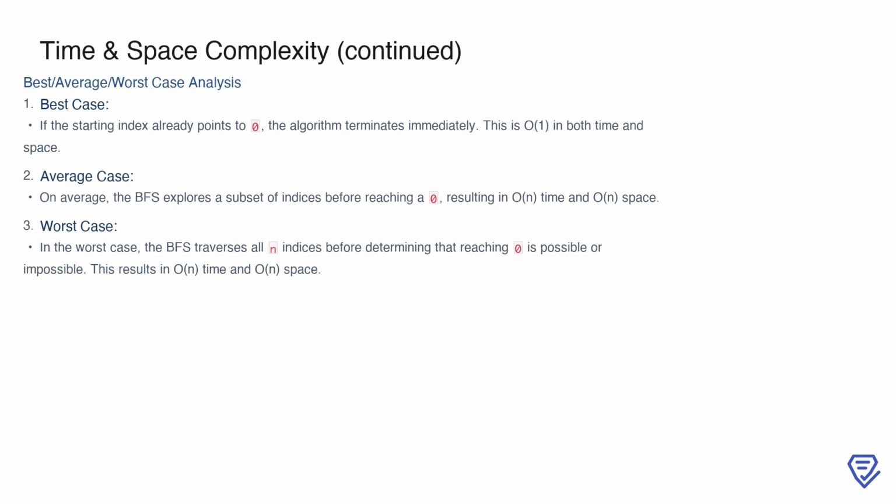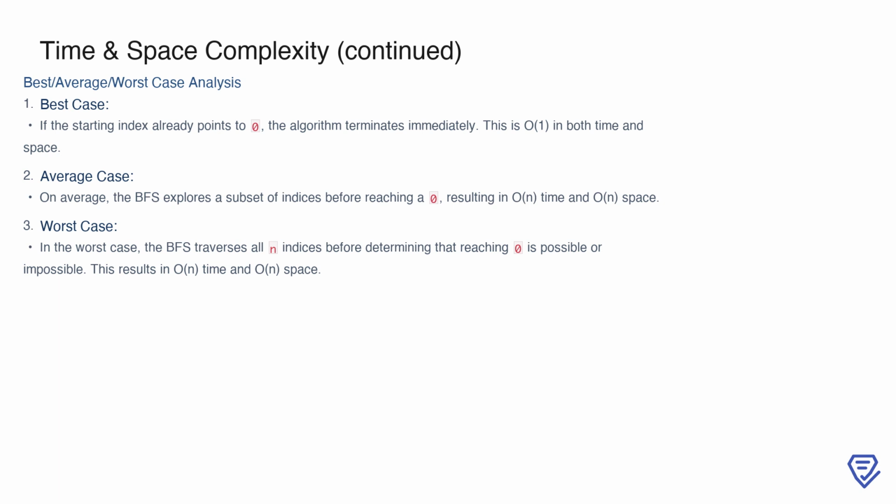Next, we analyze the algorithm's behavior in the best, average, and worst cases. In the best case, the starting index already points to a value of 0. As a result, the algorithm terminates immediately with no need for traversal, leading to a time complexity of O(1) and a space complexity of O(1). In the average case, the BFS explores a portion of the indices before reaching an index with a value of 0. On average, this results in O(n) time and O(n) space, as the BFS still requires the use of the visited array and the queue.